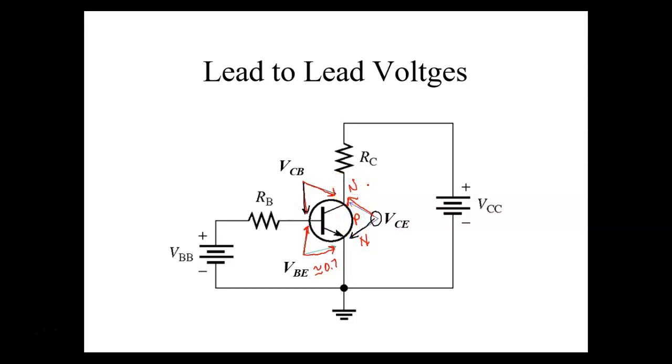But remember, the collector is backwards, right? It's reverse biased. So this should be a lot more positive with respect to that. So this should always be a positive measurement, unless it's saturated. We'll talk about that. So these are very important measurements, right? That makes sense? Everybody okay? Any questions?